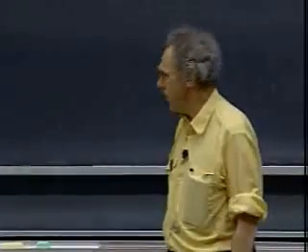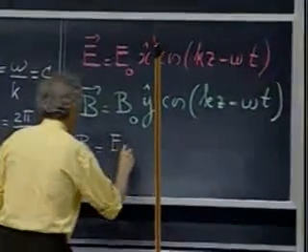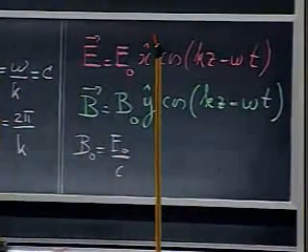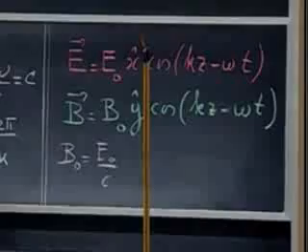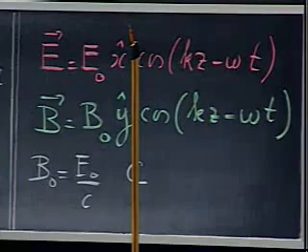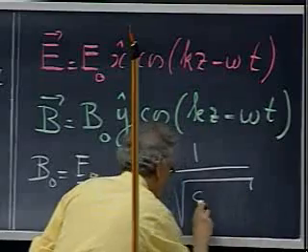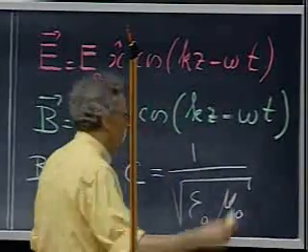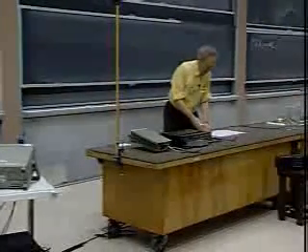These equations only satisfy Maxwell's equations under two conditions. And one condition is that B0 is E0 divided by c. And the other condition is that omega divided by k, which is the velocity with which it propagates, I will call that c. In vacuum, we call the velocity of electromagnetic radiation c. If that is 1 divided by the square root of epsilon 0 mu 0. If that's the case, my two equations will satisfy Maxwell's equations.